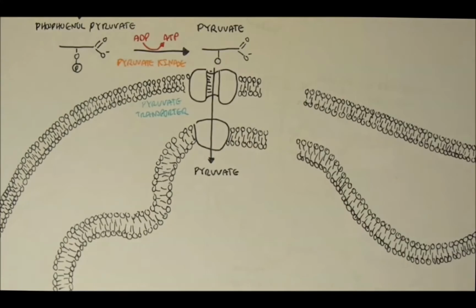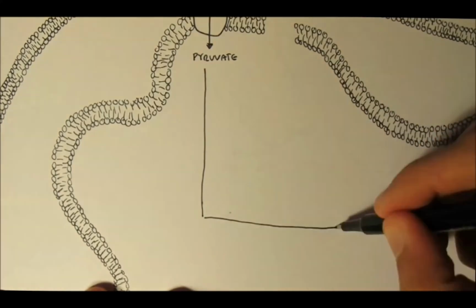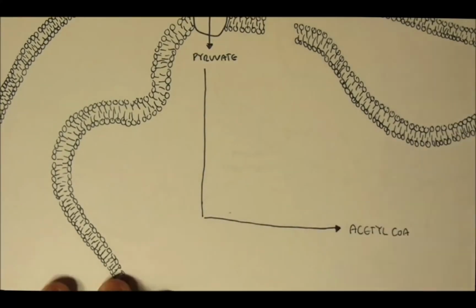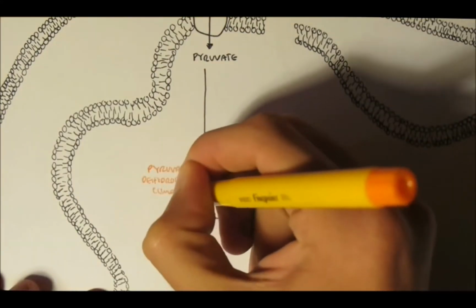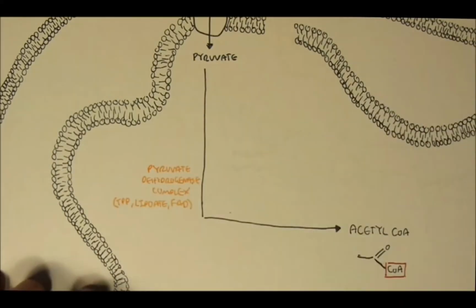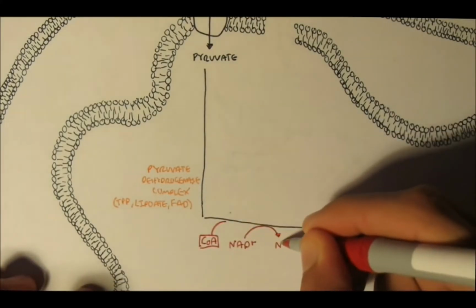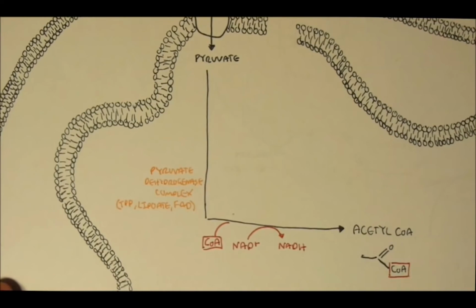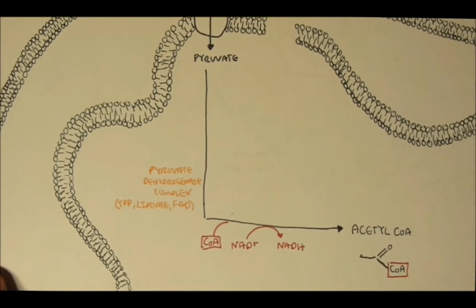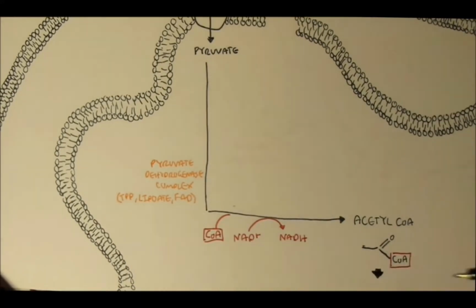And pyruvate will then convert to acetyl-CoA, releasing carbon dioxide, CO2, with the pyruvate dehydrogenase complex, the enzyme. Now, it's a large complex because it consists of 3 enzymes, thiamine pyrophosphate, or TPP, lipoate, or lipoamide, and FAD, which is one of those electron carriers. Now, acetyl-CoA is an important metabolite and interconnects with almost everything. It is also important in fatty acid synthesis, which we will look at later on. But typically, acetyl-CoA will enter the Krebs cycle.